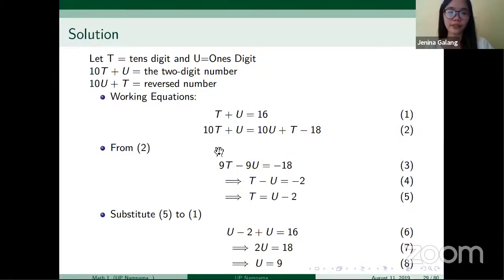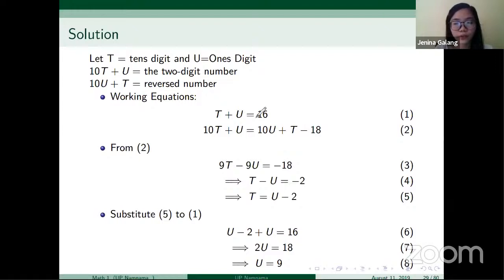So, we have this. So, kapag minanipulate natin tong equations natin, we have sa equation 2, we have this 9t minus 9u equals negative 18. And makukuha natin dito na t is equal to u minus 2. So, substitute natin yung t dito sa equation 1. So, we have u minus 2 plus u equals 16. So, u plus u, we have 2u equals 18. And yung ones digit natin is equal to 9.